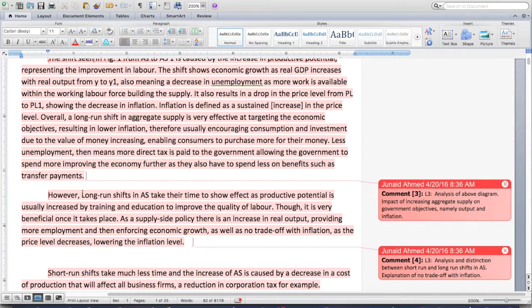All right, let's jump down here. However, long-run shifts in aggregate supply take their time to show effect as productive potential is usually increased by training and education to improve the quality of labor.